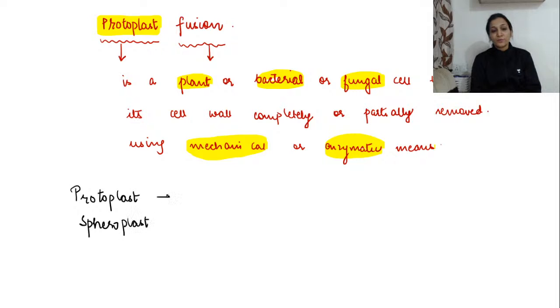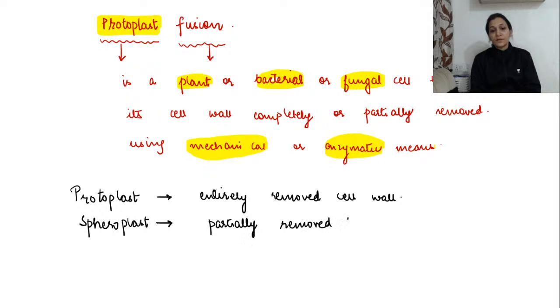Protoplast and spheroplast. What is a protoplast? Protoplasts have their cell wall entirely removed, and spheroplasts have the cell wall partially removed. Now remember that protoplast and spheroplast.